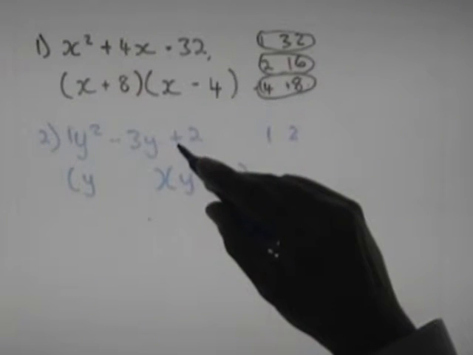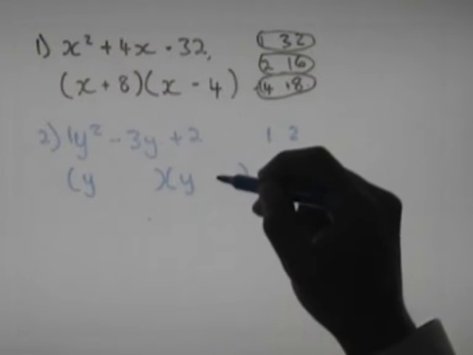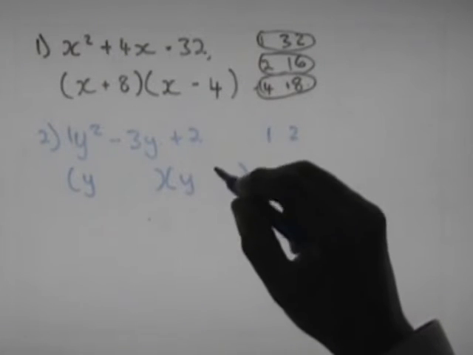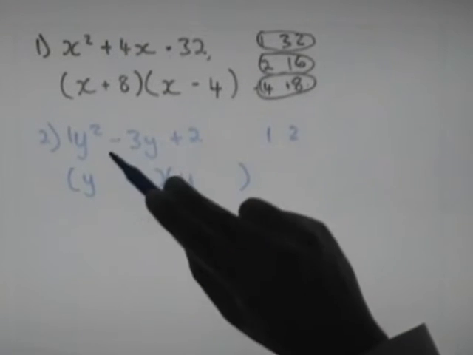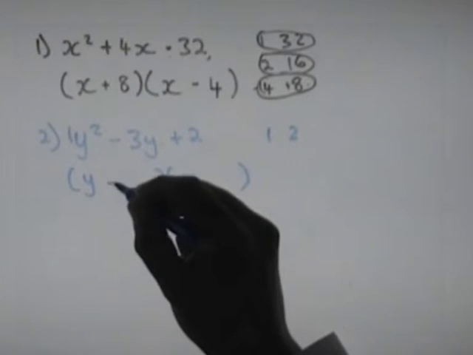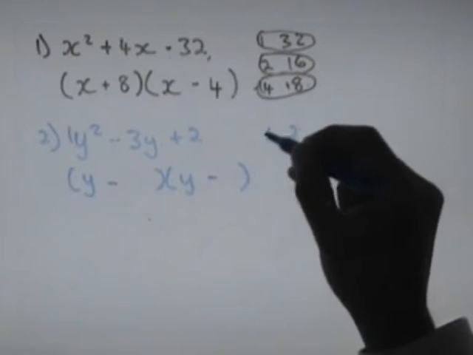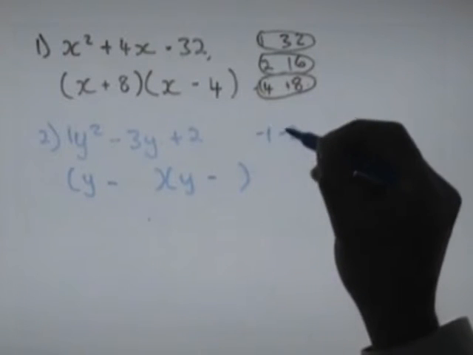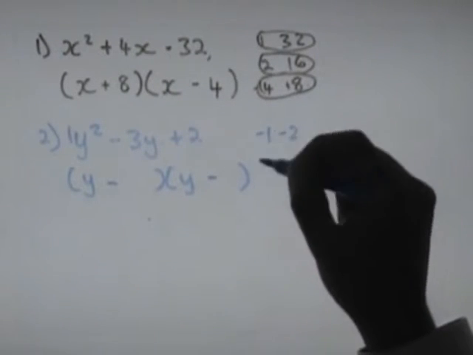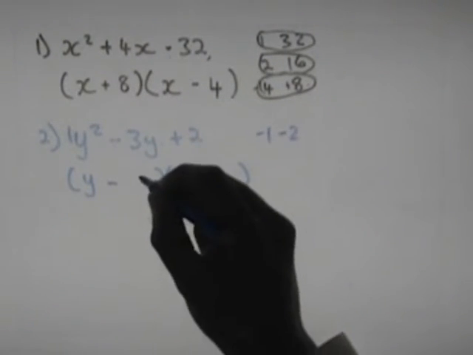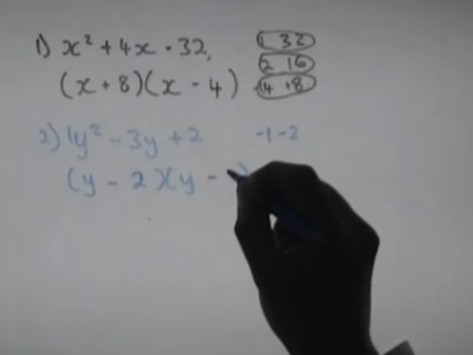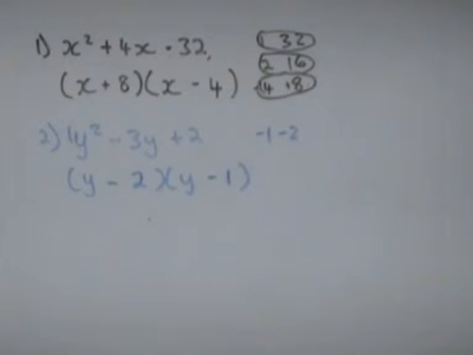Because it's a positive, it means that either both brackets are positive or both brackets are negative. Because that is a negative, it means that both brackets will have to be negative. Does this give us negative 3? Negative 2, negative 1 added together will give us negative 3. And that's that one factorized.